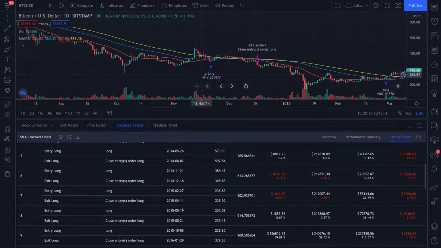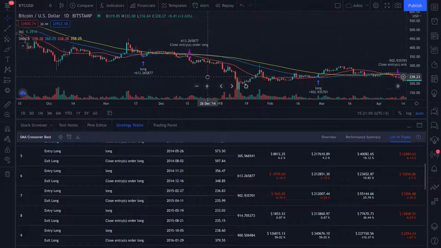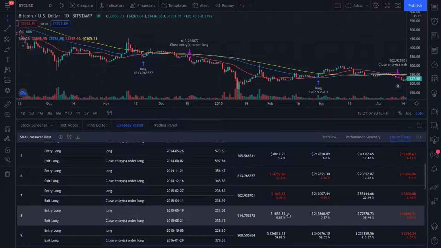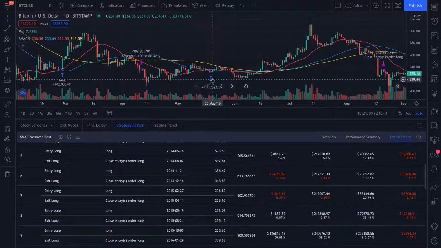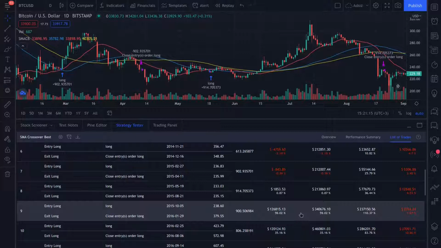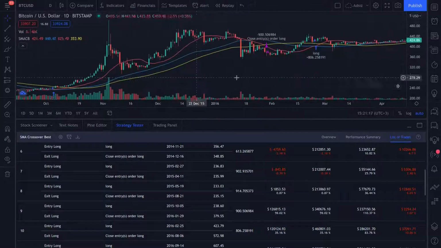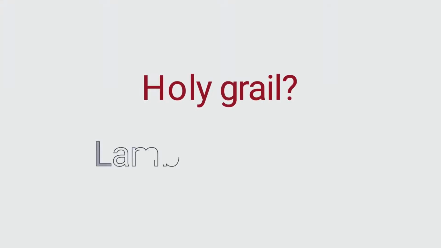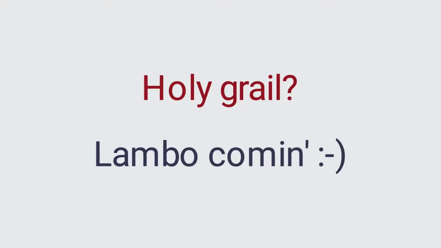This time we entered here, but we exited here, so it was very sideways. We lost money there. We expected to go there up. Let's look at this one. We entered here, we closed here. With only 21 trades, we cannot rely on this strategy completely. Do your own backtesting.